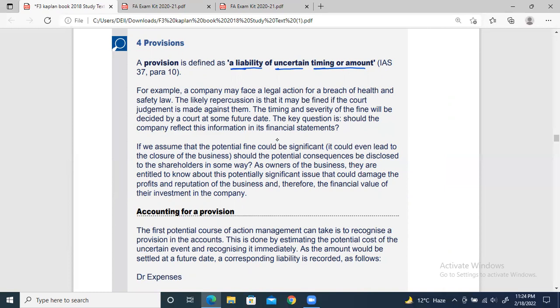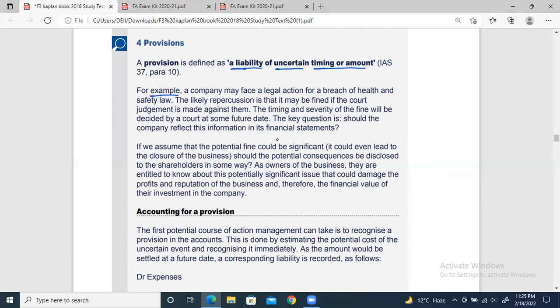So let me give you small practical examples as well. In fact, the example is written over here. Let's read it from here. So again, the simple thing to understand is that yes, provision is a liability. The definition meets with the liability exactly, but the only two things which are not certain in a provision are timing and amount. We don't know when to pay the liability, and we don't know what is the amount of that liability. So let's see an example.